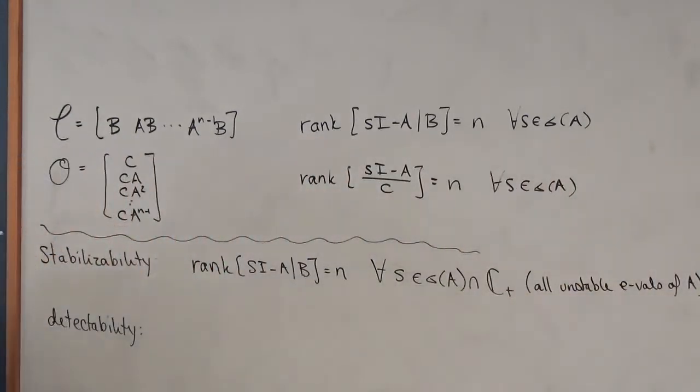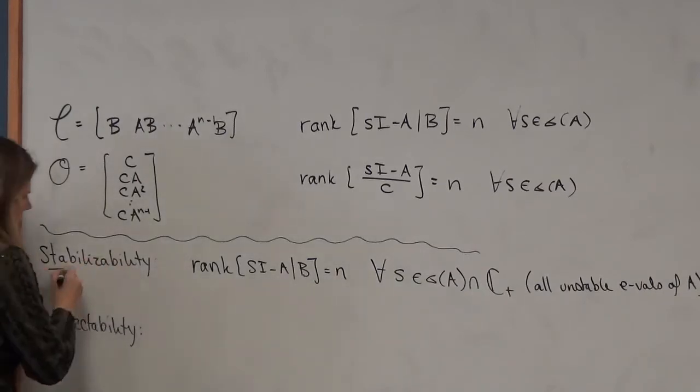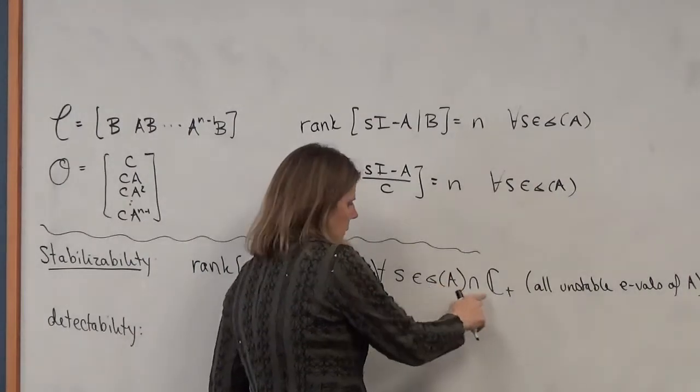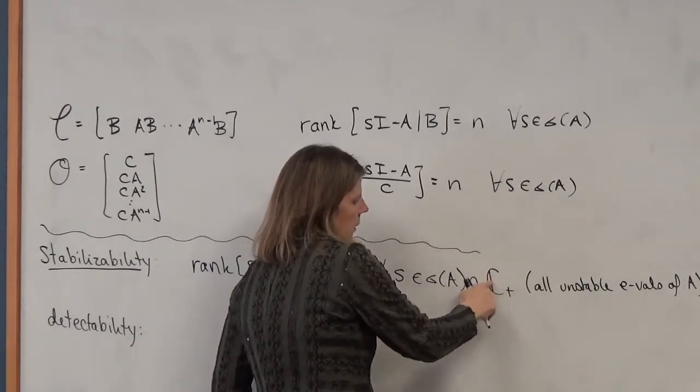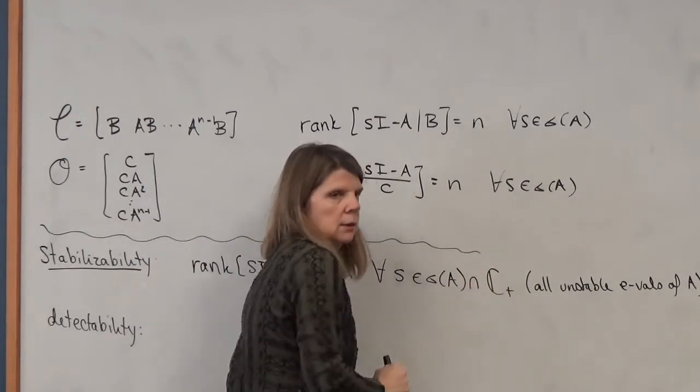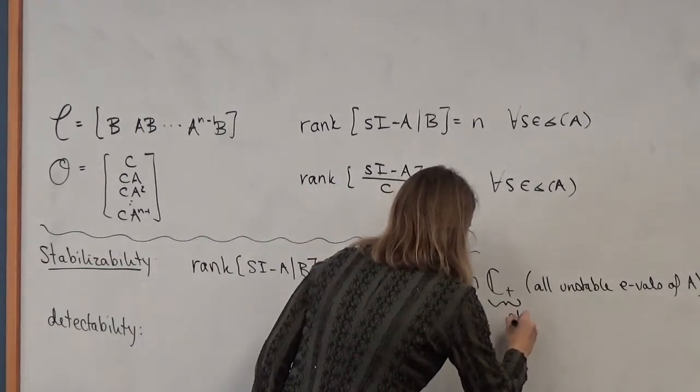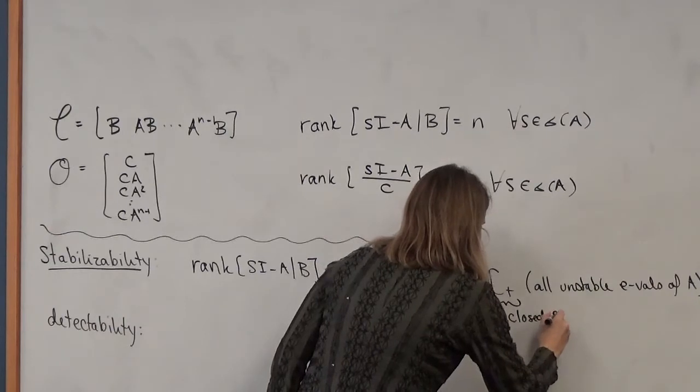And the idea is that we don't need to be able to control the location of all the eigenvalues of A. If they're already in the open left half plane, we could just leave them where they are. What we really care about for stabilizability is to be able to control the unstable eigenvalues, so the ones that are on the j omega axis and the ones that are in the right half plane. All right, so this is the closed right half plane.